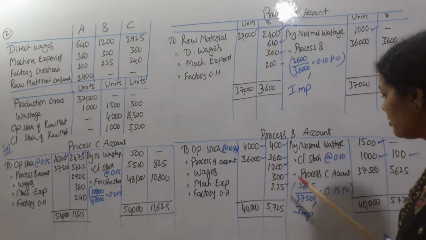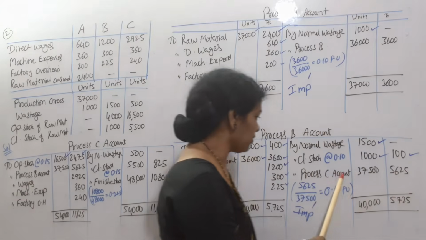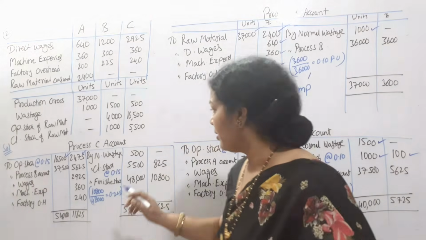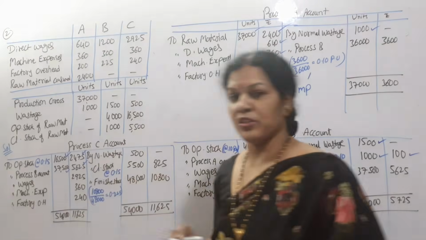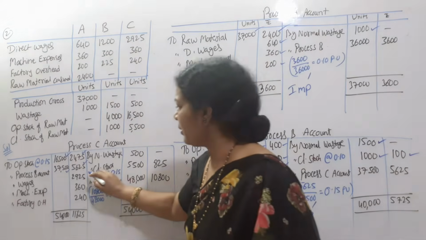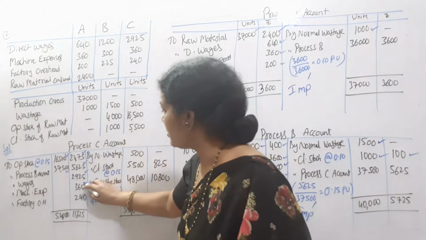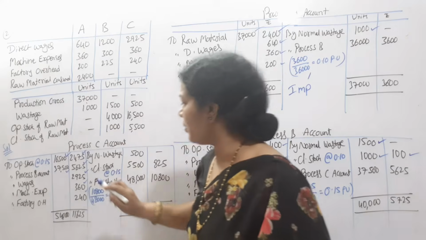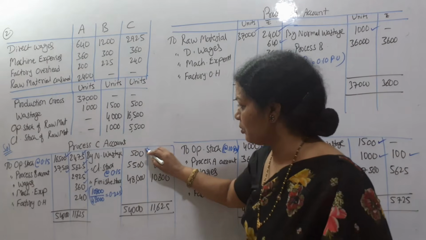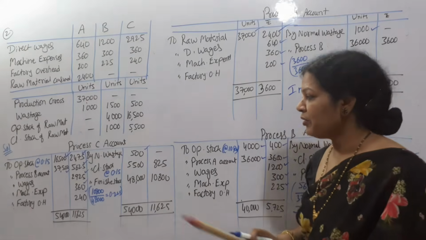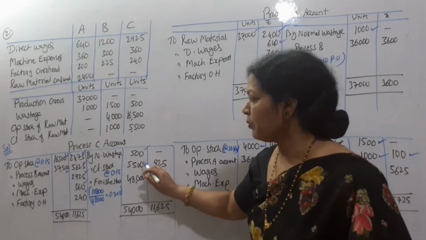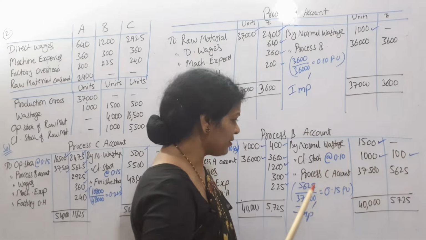And after that, from process B we have this much of amount. Process B to C, we are transferring 37,500, 5,625. 37,500 and 5,625 transferred. Then after that expenses: direct wages 2,925, machine expenses 360 and factory overheads 240. As usual, you are finding normal wastage of 500 units, so in the units place I have written. Then after that closing stock is there. Closing stock of how much? 5,500 at the rate of 15 paisa. This 15 paisa you got it, na?